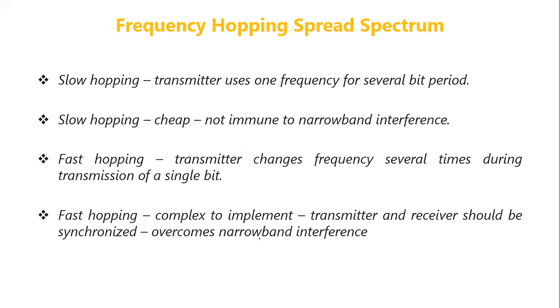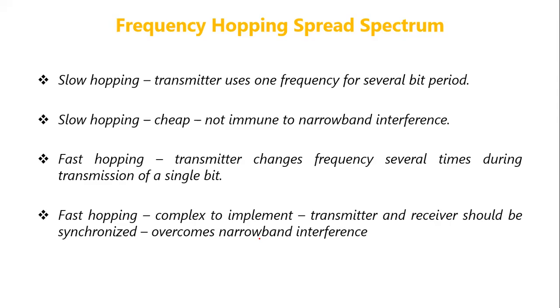So fast hopping spread spectrum is a little complex to implement, and also here the receiver and the sender should be synchronized. The receiver and the sender should be perfectly synchronized. Okay? But the advantage of this technique is that it overcomes the narrowband interference problem to a larger extent.